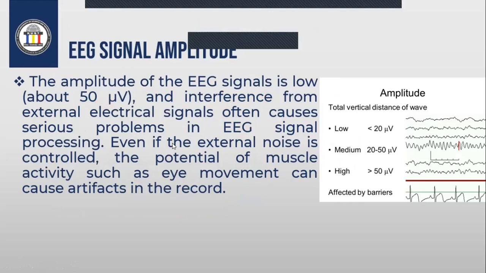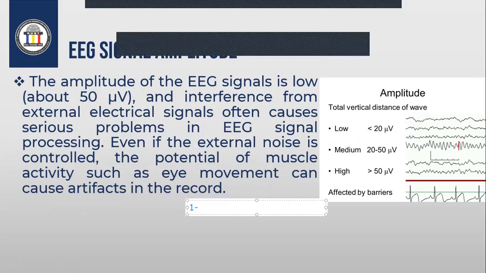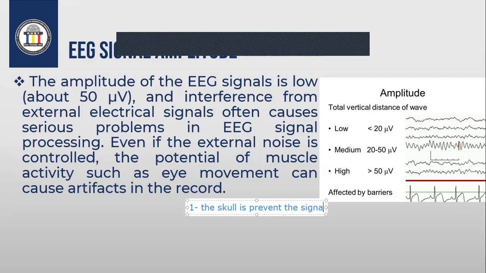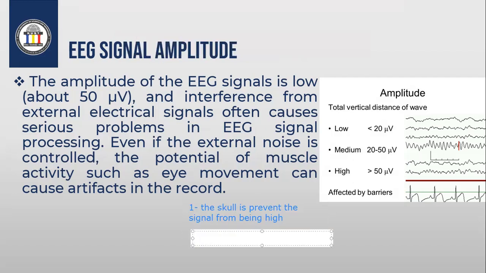Why is the signal low? Because of two reasons. The first one is that the skull prevents the signal from being high. Because the skull is a bone, and this bone prevents the signal from being a high signal.